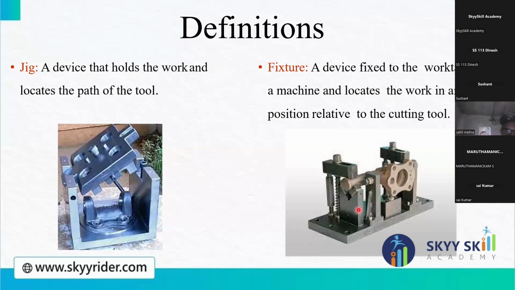So the definition of a fixture is, it is a device fixed to the work table of a machine and locates the work in an exact position related to the cutting tool. The only difference is that in a fixture there is no specific tool guiding. In a jig you will guide the tool throughout the process, but in the fixture you can preset the tool. There is no guiding required. So basically, jigs are defined for drills only, a drill kind of operation.